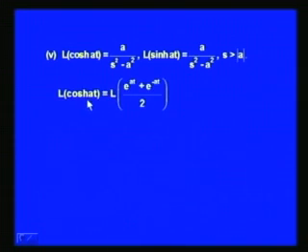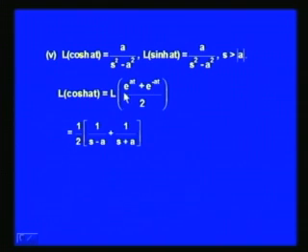We know the definition of cos hyperbolic at: it is equal to e to the power at plus e to the power minus at, divided by 2. So, the Laplace transform of cos hyperbolic at is the Laplace transform of e to the power at plus e to the power minus at, by 2. Now, let us use the linearity property of L here, so that we can write it as half of the Laplace transform of e to the power at plus half of the Laplace transform of e to the power minus at.